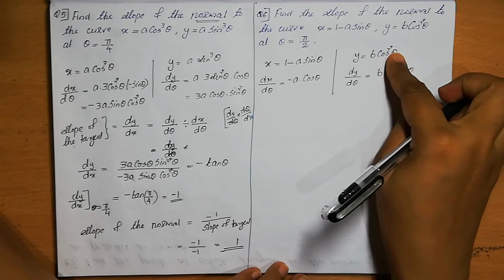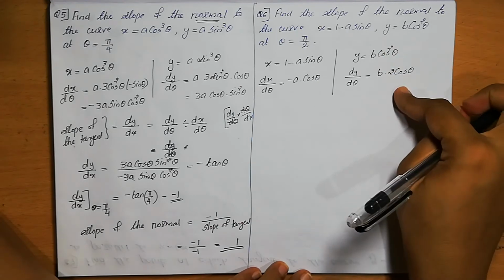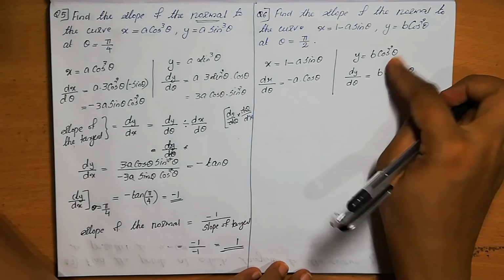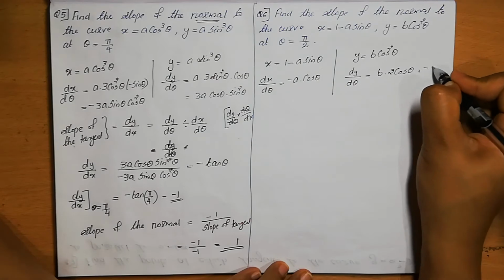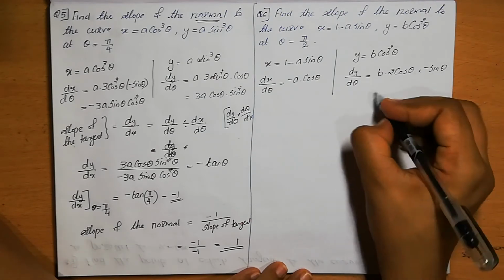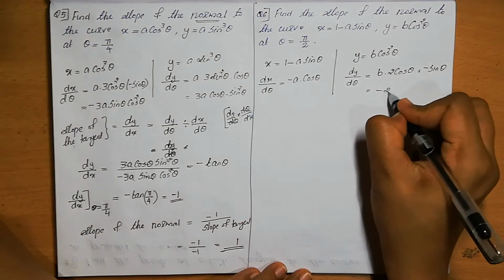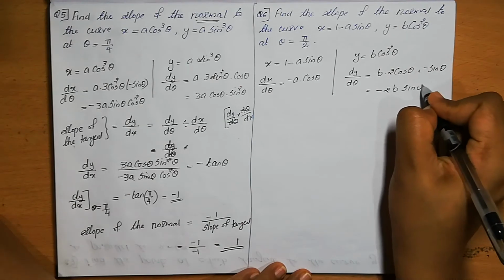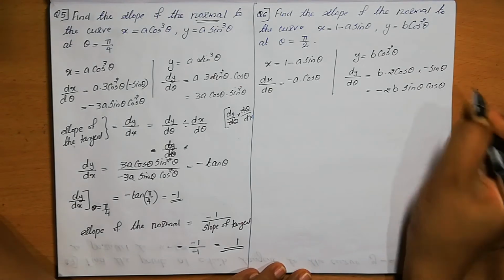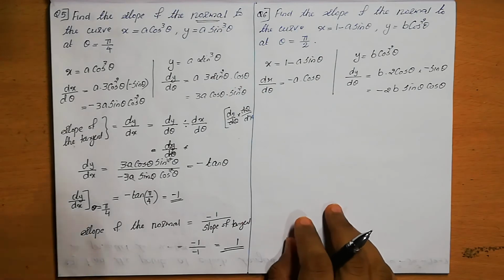That means this is the form of x square. Derivative of x square is 2x into derivative of cos theta. Derivative of cos theta is minus sin theta. So this one we can write as minus 2b sin theta cos theta.